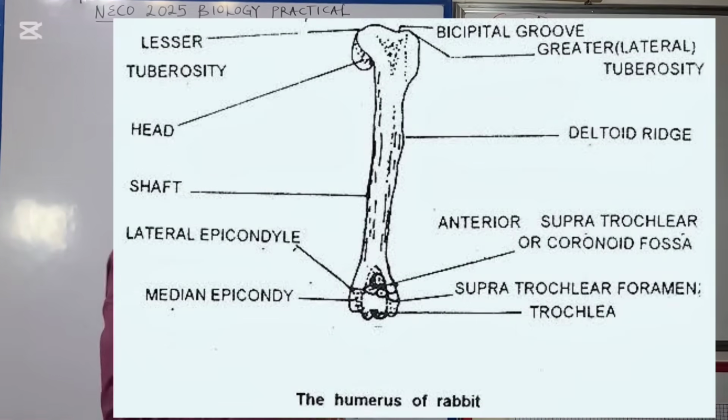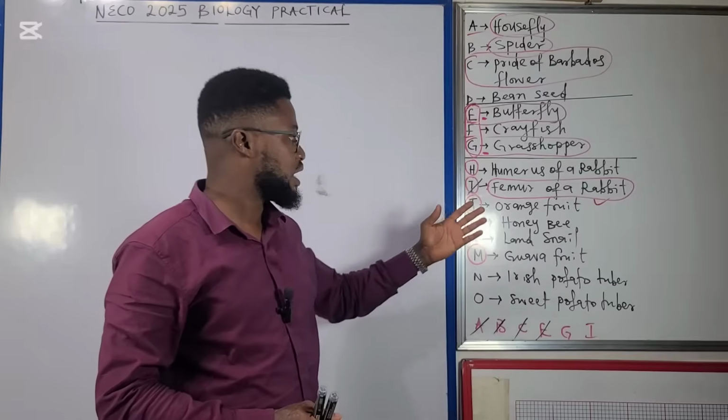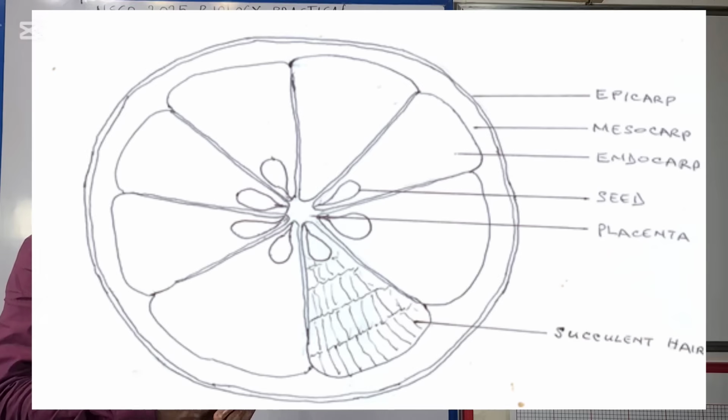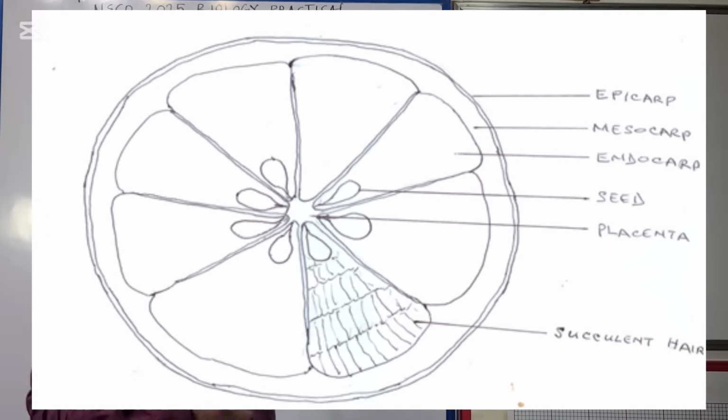Can we also be told to draw the transverse section of orange fruit? We've talked about that. It's displaying on the screen. In fact, we drew that particular diagram during the course of WAEC 2025, transverse section of orange fruit.